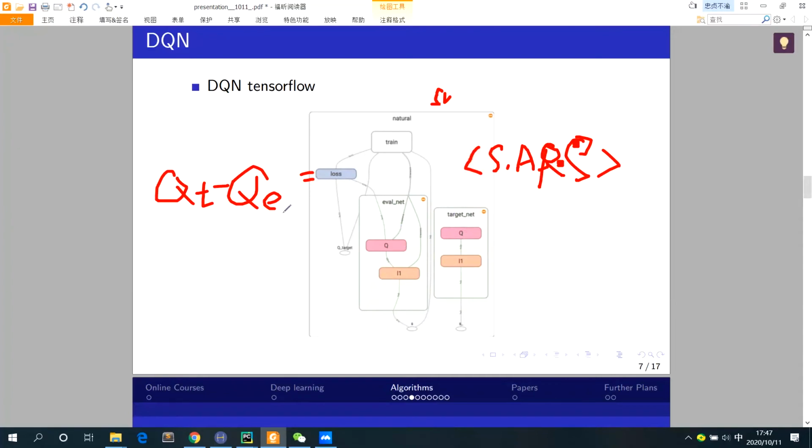After maybe 1,000 steps, the evaluate network will assign its parameters to the target network. And when the loss function converges, when this value converges, we can get the Q optimal value.